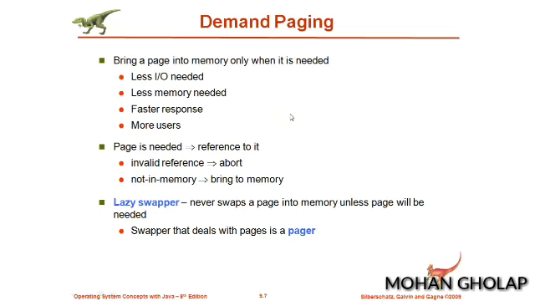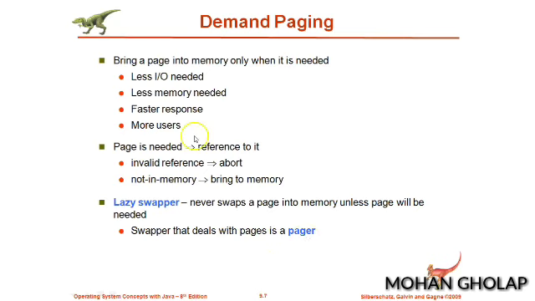So when we want to execute a process, we swap it into the memory, and rather than swapping the entire process into the memory, we use something called a lazy swapper. This lazy swapper will never swap a page into the memory unless that page is needed, and that is what demand paging is. A swapper that deals with pages is also called a pager.